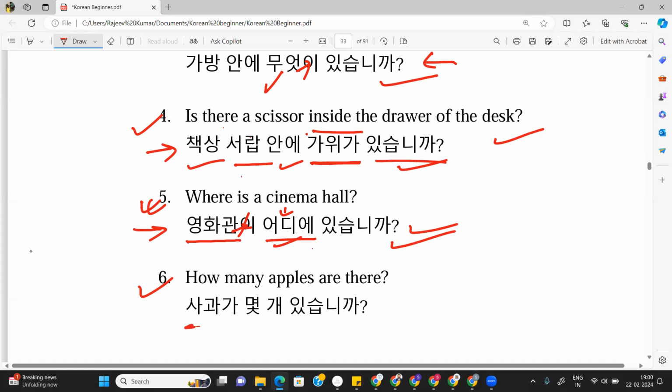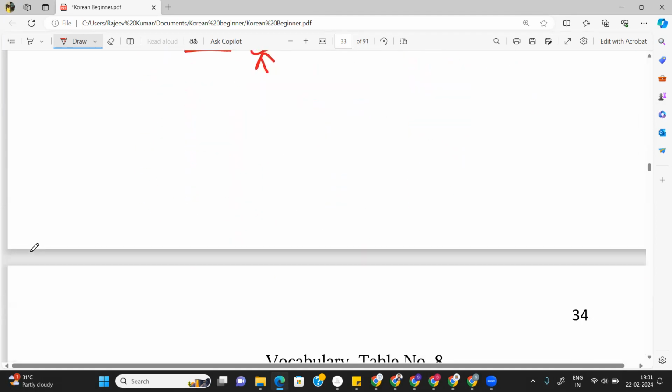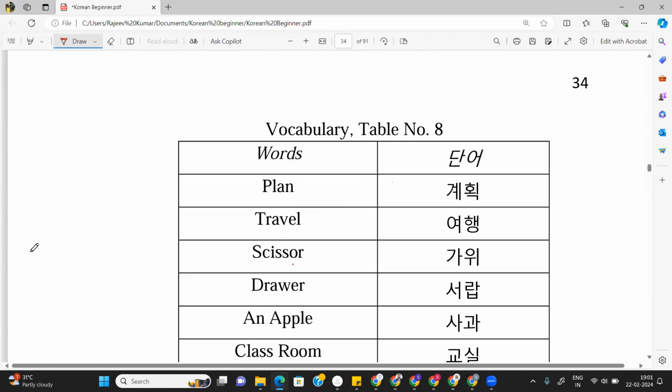Yes. Continue. Sagwa, Sagwaka. Correct. Myot. This will be pronounced this one. Myot. Like Sagwaka, this, Myot. Like this. Not so. Sagwaka Myot Ke Isamnika. Yes. Sagwaka Myot Ke Isamnika. Maybe sixth sentence only. Okay. Now you go.